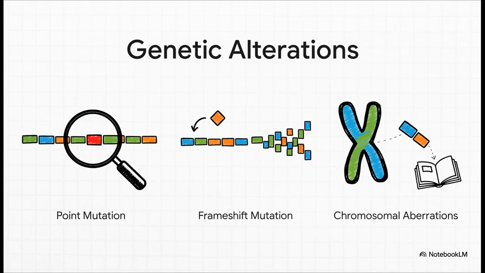Now, these changes can happen on totally different scales. You can have a point mutation, which is like a single letter typo in a giant book. And we'll see exactly that with sickle cell anemia. Then there are frame shift mutations, where letters get added or deleted, which just scrambles the entire sentence that comes after it. And then you have the big one, chromosomal aberrations. This is like entire chapters of the book being duplicated or ripped out.